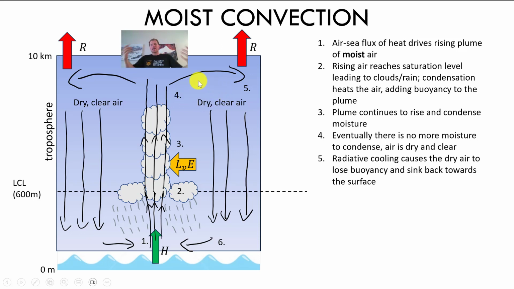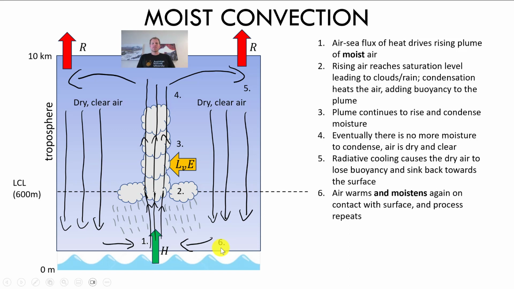And then again, it's the same as we had in dry convection. So at this point, we just have this relatively dry, clear air, and this is radiatively cooling to space. And as it does that, of course, it sinks in these broad descent regions back down towards the surface. When you're in contact with the surface, the air warms and moistens again, and the whole thing repeats. So this is the picture of moist convection.